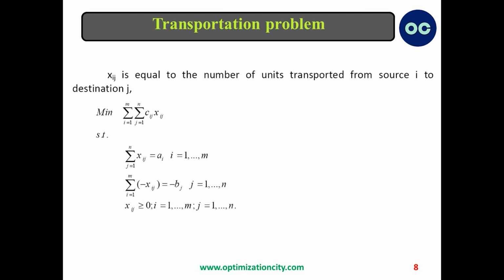Suppose that Xij represents the quantity of units transported from source i to destination j. In this case, we can formulate the transportation problem as follows. Here we are going to minimize the objective function, which is the transportation cost, and this is the balance equation for source i, and this is the balance equation for destination j, and this is the non-negativity constraint. So as you can see, we don't have any capacity for each arc.